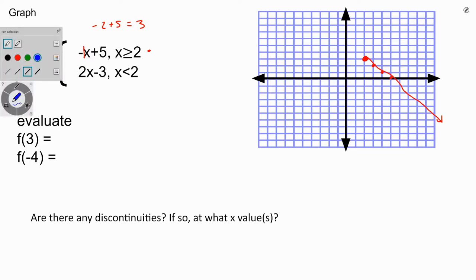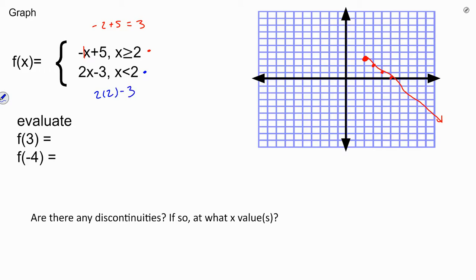Now let's do the second part. For the second part, I'm going to use blue. What I'm saying is when x is less than 2, we're going to use this rule. To start this graph, I'm actually going to start by plugging in 2. Now you could be saying, well, if I plug in 2, that's not part of my domain. Very true, but here's what we're going to do. The point (2, 1) is going to be our border.